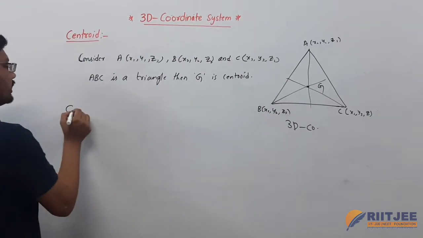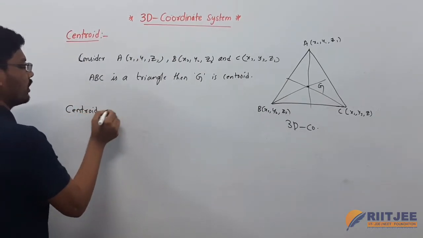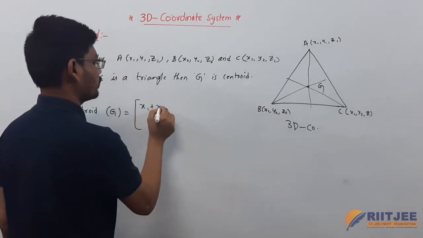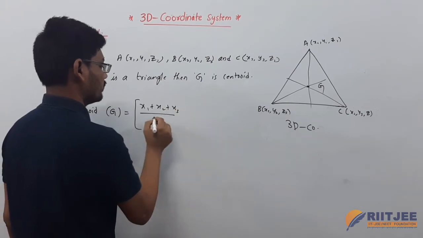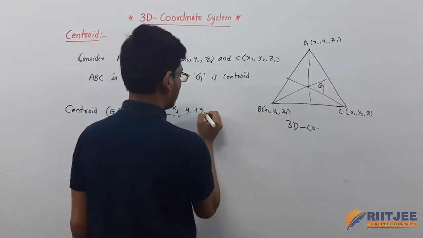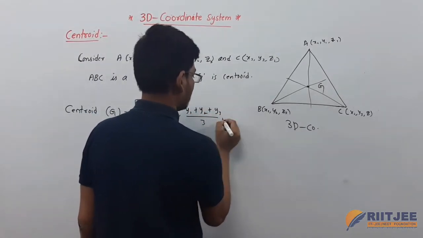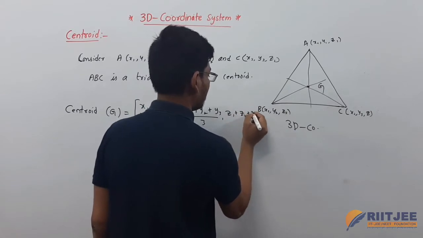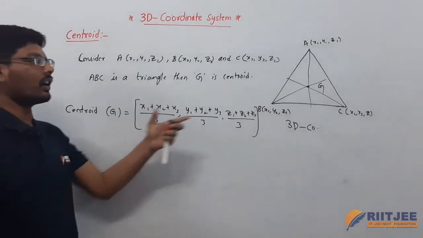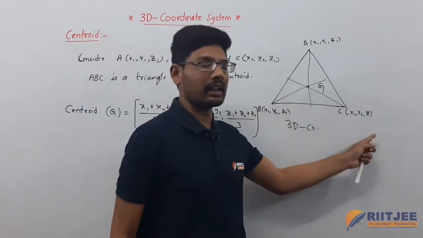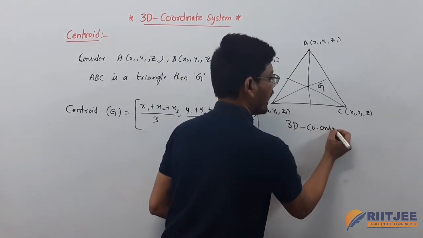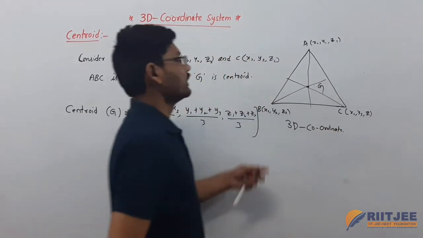So then the centroid, denoted by capital G, will be (x1 plus x2 plus x3) by 3, (y1 plus y2 plus y3) by 3 and (z1 plus z2 plus z3) by 3. Here, this is the formula for the centroid of a triangle when the 3 points of the triangle are given in the 3D coordinate system. This is the centroid.